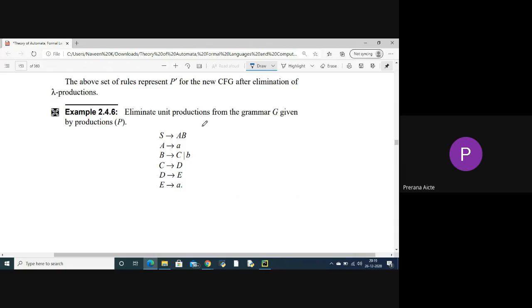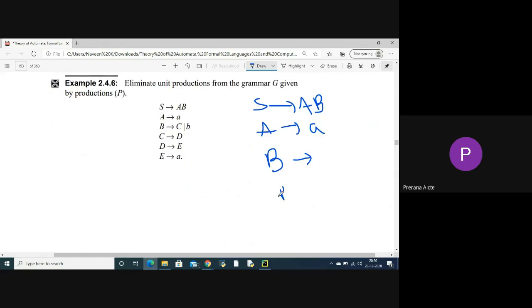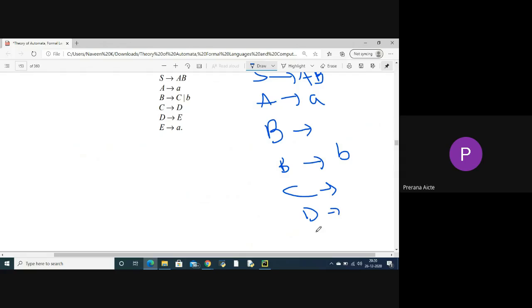Now we need to eliminate the unit productions. S tends to AB is not a unit production because we have two symbols. A tends to small a is not a unit production. B tends to capital C is a unit production, so we need to remove it. B tends to small b, and C tends to D is also a unit production. D tends to E is also a unit production. E tends to A is also a unit production. Here we need to replace this E with small a, this D with small a, this C with small a.